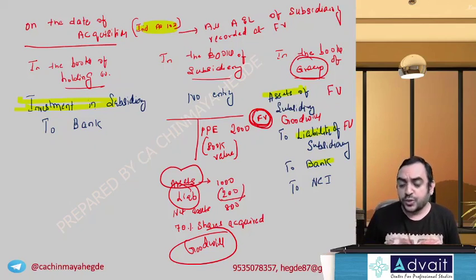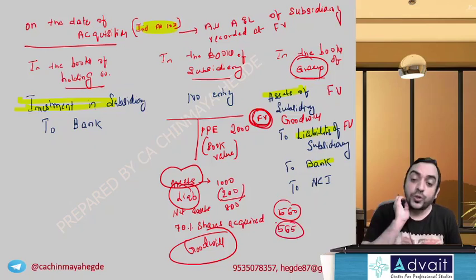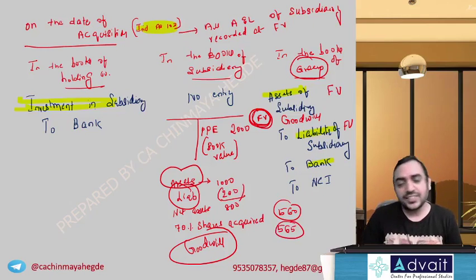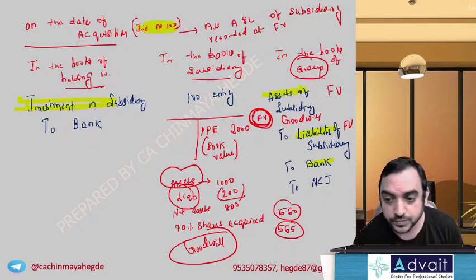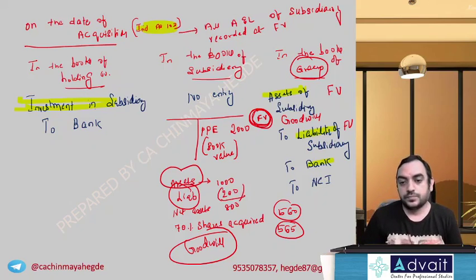And how do you calculate goodwill? You are supposed to pay 560 as per this calculation. But if you pay 565, let's say, the extra 5 that you paid is going to be called goodwill. Is it done? Shall I take it out?